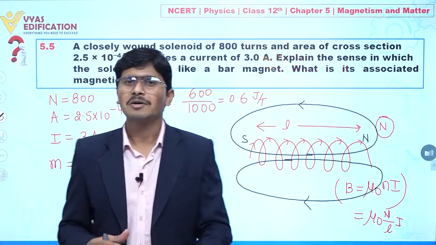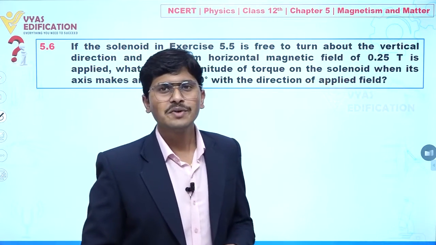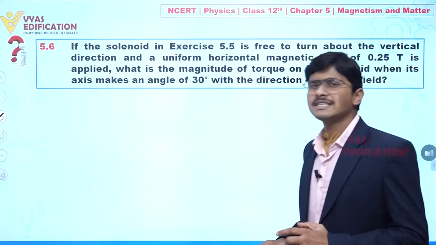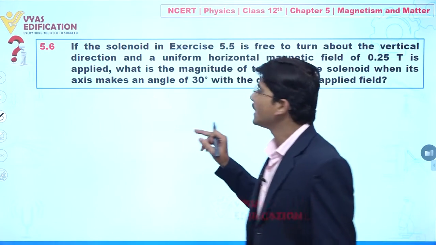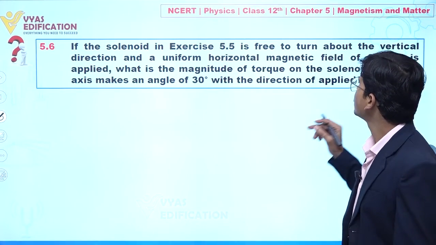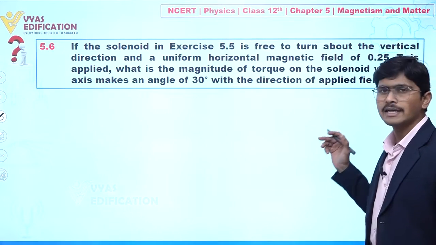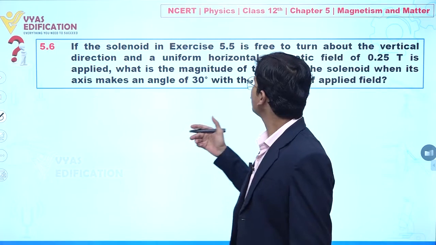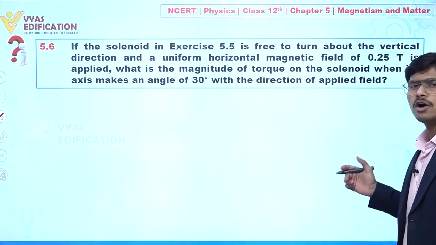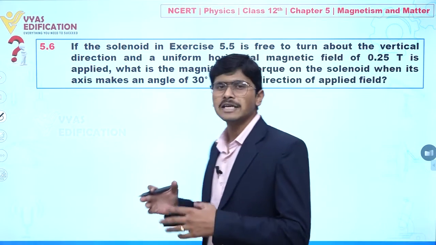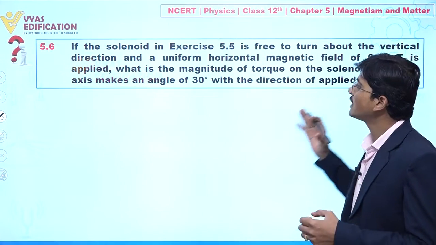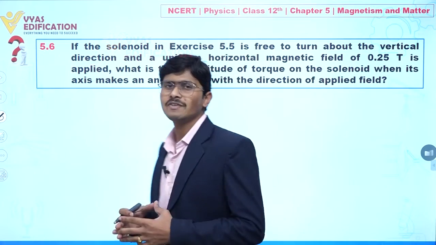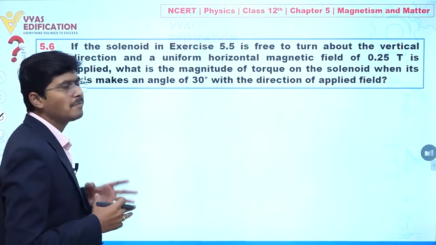So this is all about this question. Now we are going to discuss question number 5.6, and in this question it is given to you, if the solenoid in exercise 5.5 is free to turn about the vertical direction and a uniform horizontal magnetic field of 0.25 Tesla is applied, what is the magnitude of torque on the solenoid when its axis makes an angle of 30 degrees with the direction of the applied magnetic field?